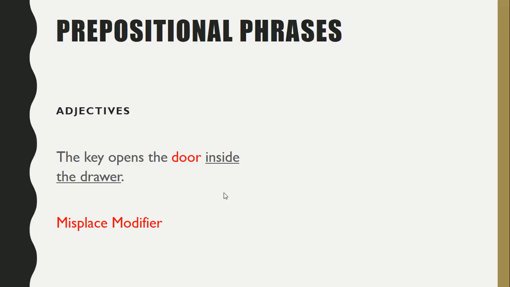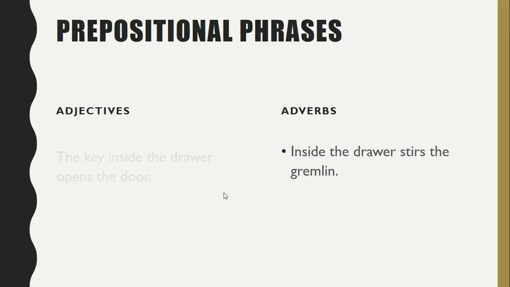But we'll look at adverbs next and we'll see why it gets a little confusing when we have the two together. So inside the drawer is still the prepositional phrase. It's in a different sentence. Inside the drawer stirs the gremlin. Well, this is an adverb this time. Inside the drawer is an adverb. What is it modifying? Stirs. Adverbs modify verbs. They also modify adverbs and adjectives. But in this case, we're just going to look at adverbs that modify verbs. And stirs is the verb that is being modified. It's right next to stirs.